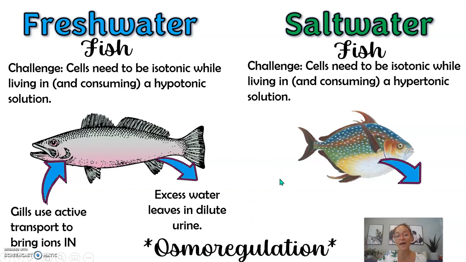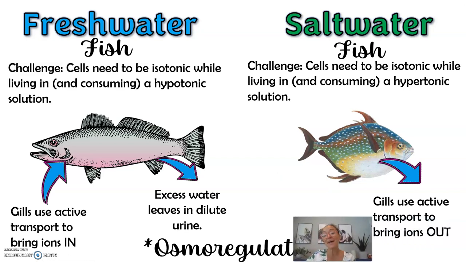Their gills have active transport ion pumps to pump ions out. And if we think about the urine, instead of wasting water through their urine, they're going to have very little urine, and it's going to be highly concentrated.